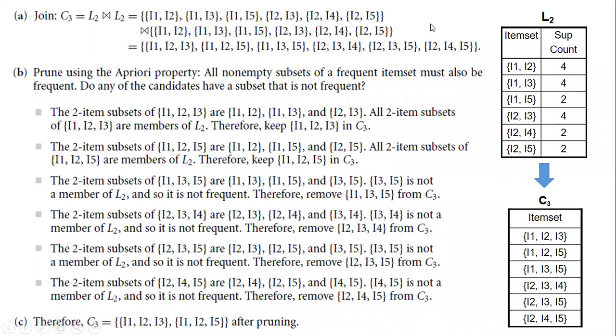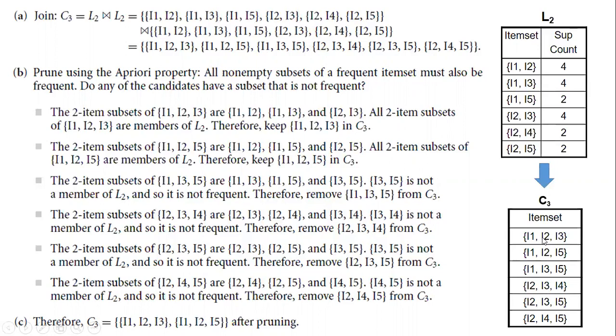Here I have given it in detail. C3 we have got by joining L2 with L2. We are joining L2 and L2 again, so we'll get the sets I have given here. You can have a look at that. Now, out of this, this many candidates are there.